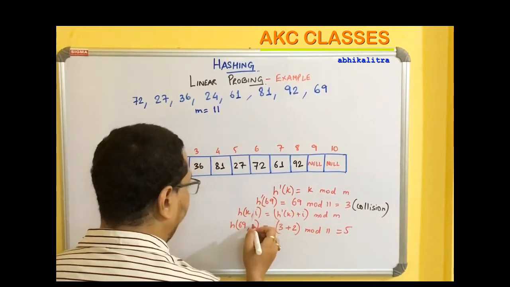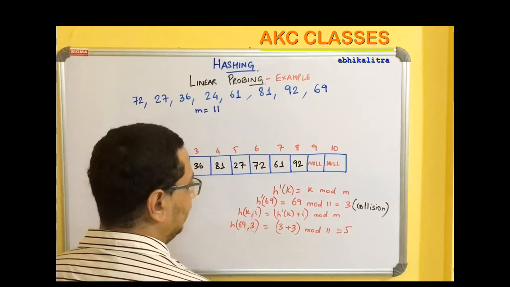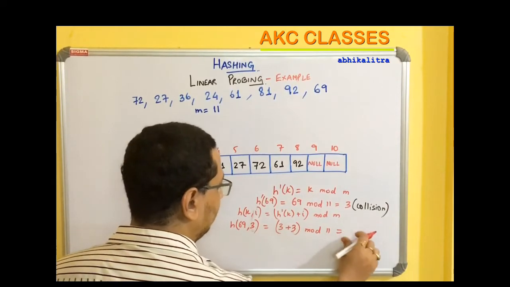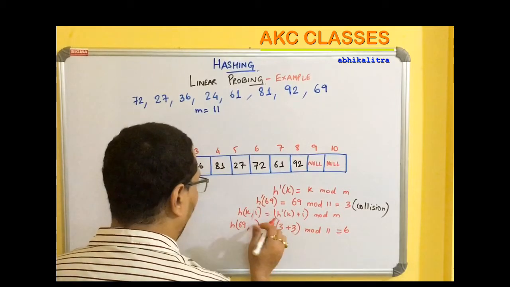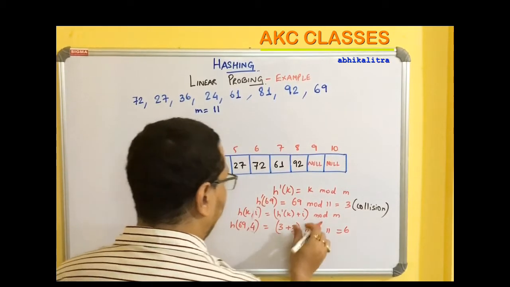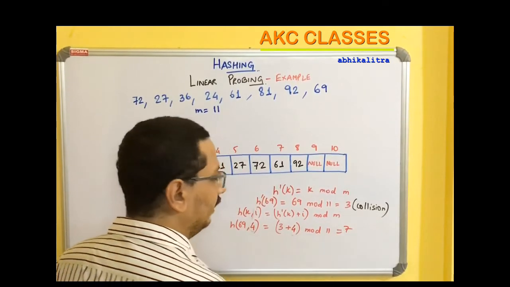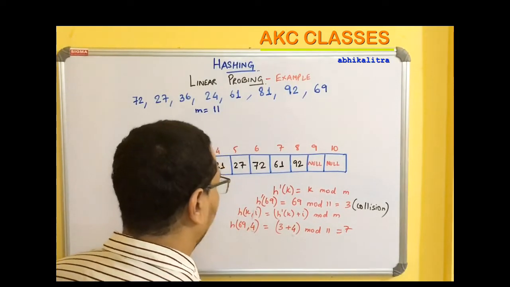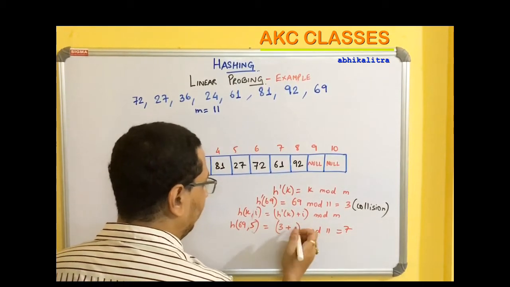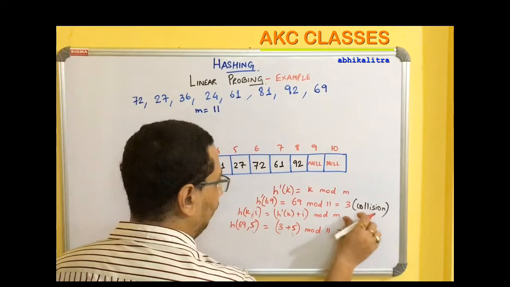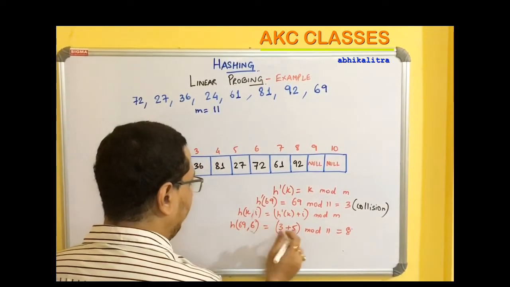We increase the value of i to 3. So it's 3 plus 3, 6 mod 11, 6 again, which is again a collision. So we increment i to 4. So when we increment i to 4, we get 3 plus 4, 7. The resultant value is also 7, which is again occupied. So there's again a collision. So we increase the value to 5. So obviously now the value is 8, which is again a collision. So we increase the value to 6.